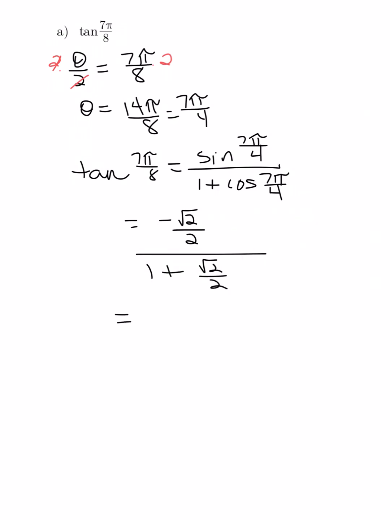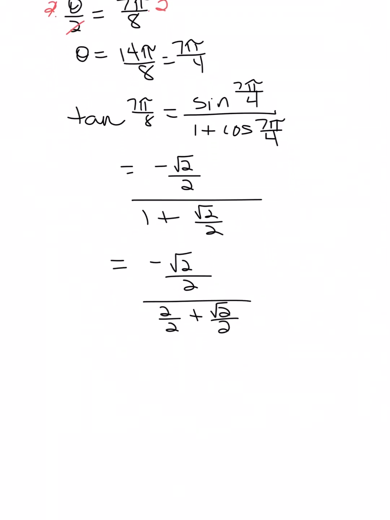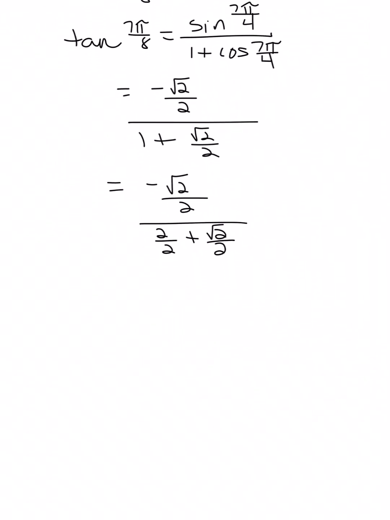So the next thing we're going to do is leave the numerator alone and then rewrite the bottom as 2 over 2 plus the square root of 2 over 2. Now that we have a common denominator, we can actually add those fractions. So our numerator is our negative square root of 2 over 2. Our denominator becomes 2 plus square root of 2 over 2.